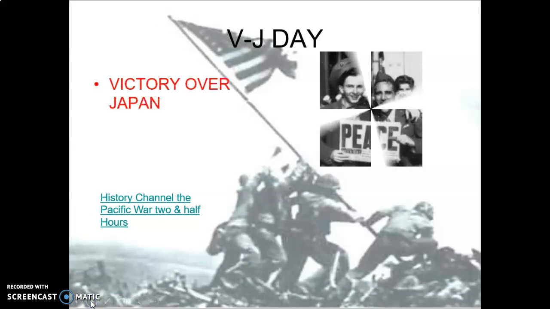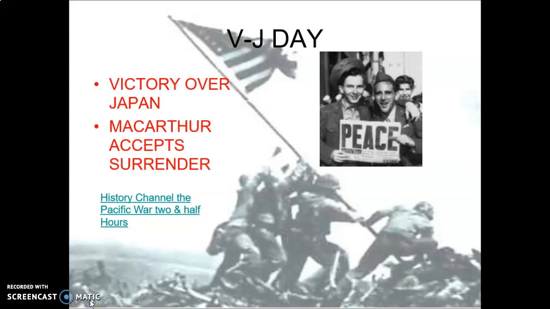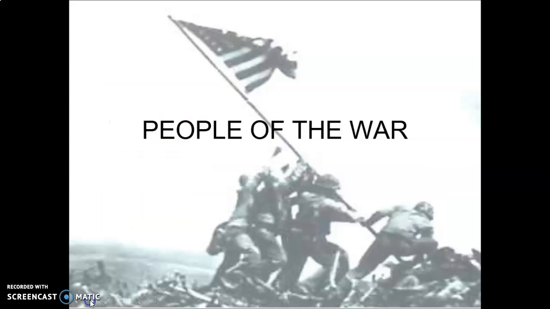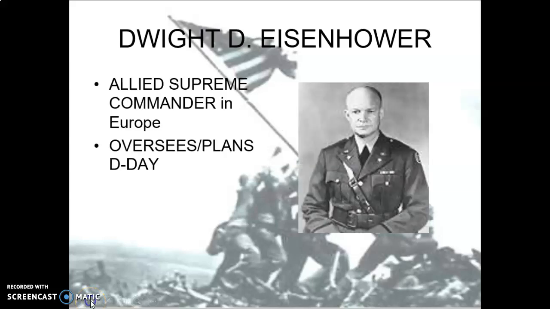So, VJ Day is victory over Japan. General MacArthur accepts the surrender, and there he is. It's on the USS Missouri. Why the Missouri? It's where your president's from. Harry Truman was from Independence, Missouri.